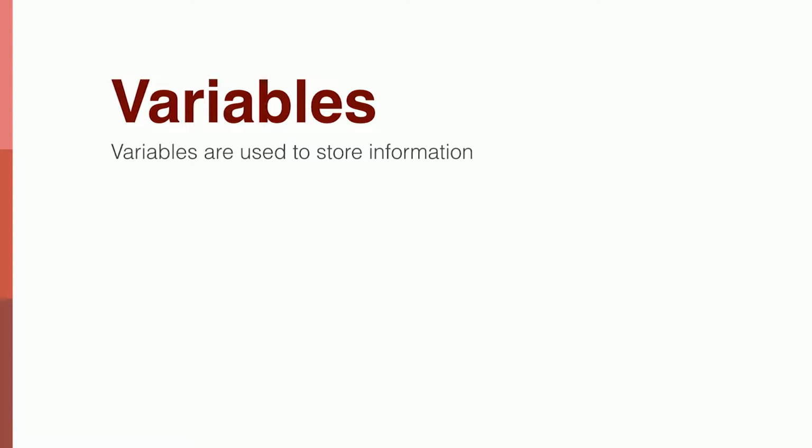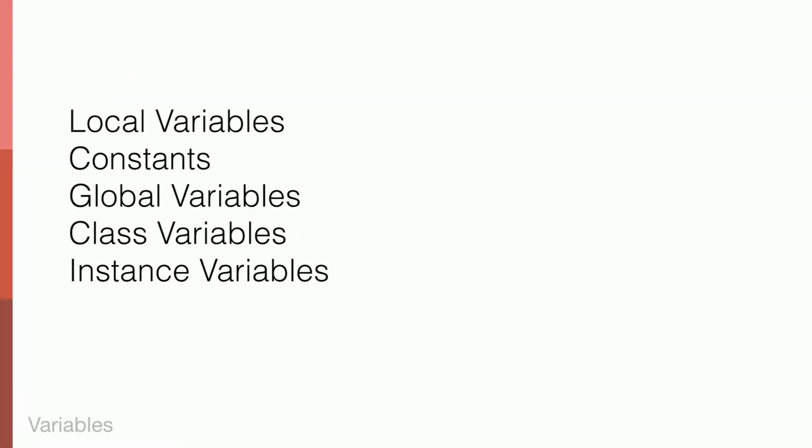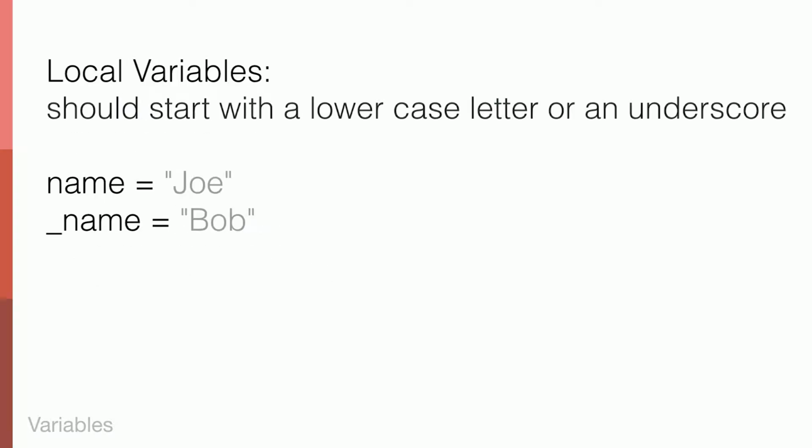Variables. They're just used to store information. Most of us are probably familiar with the basic concept of a variable. Ruby has a couple different kinds. You have local, constants, globals, class, and instance variables. We'll just sort of show you, but we're not going to get into depth about all of these.